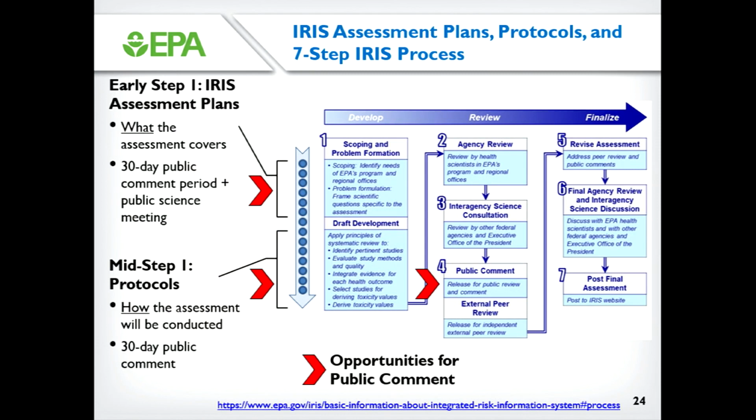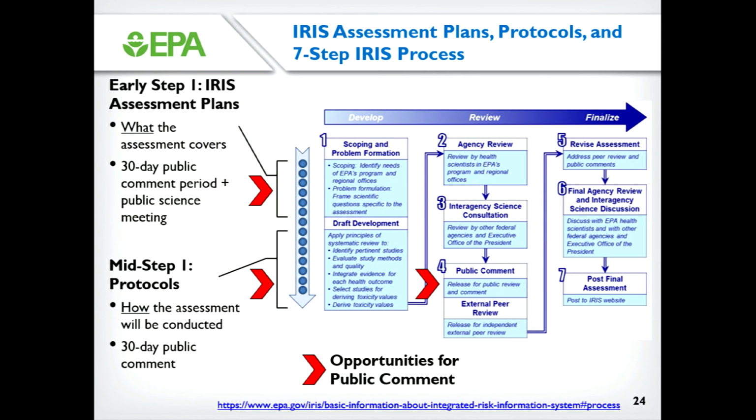In the content, we've talked a little bit about the IRIS 7-step process. Step 1 includes scoping and problem formulation and actual draft development. In step 2, you have the agency review. In 3, interagency science consultation. 4, public comment and external peer review. And then, as we've discussed earlier, you have revisions to the assessment based on all those inputs, and then finalization.